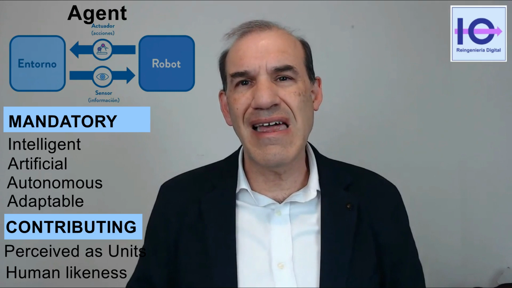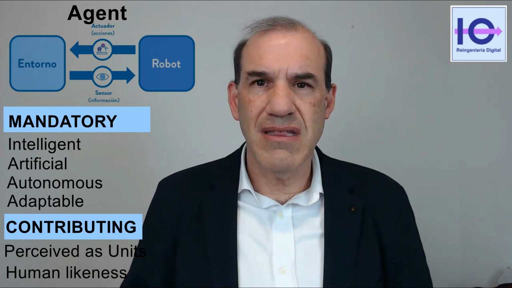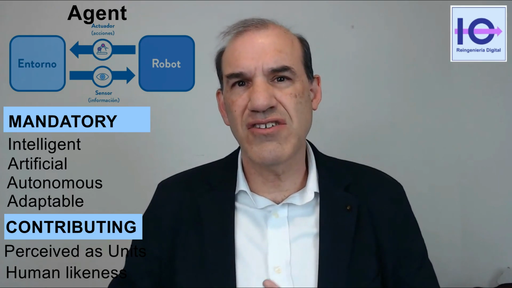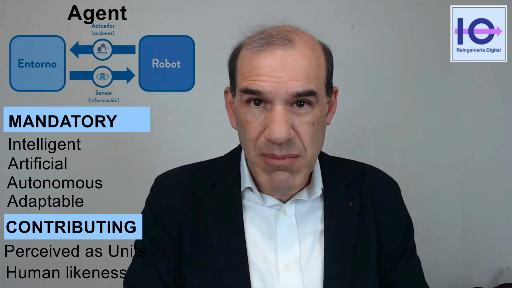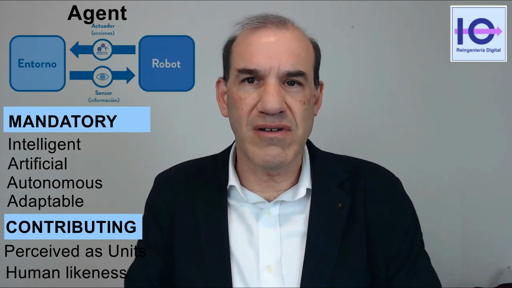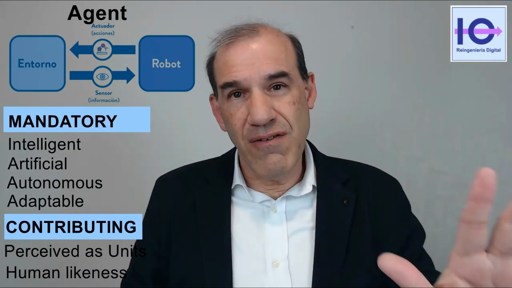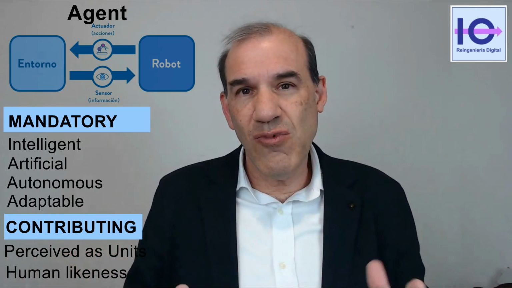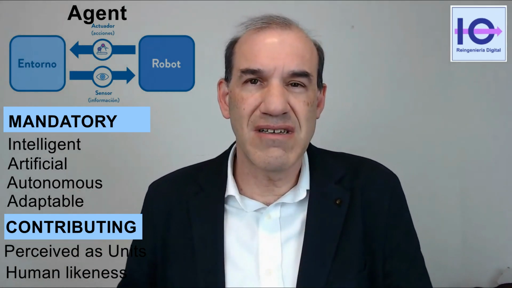And finally, human likeness. When I say human likeness, I mean that we expect these agents to behave in a way similar to how humans do to achieve the same task. I'm not speaking about physical shape, but about behavior, the way the agent works. And I think that with the concept of agent, the 4 mandatory traits, and these 2 additional contributing ones, we can characterize whether a device or machine is a robot or not.